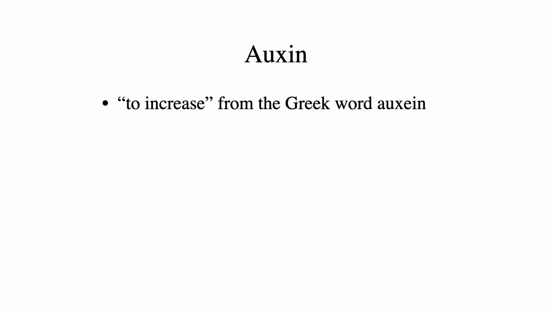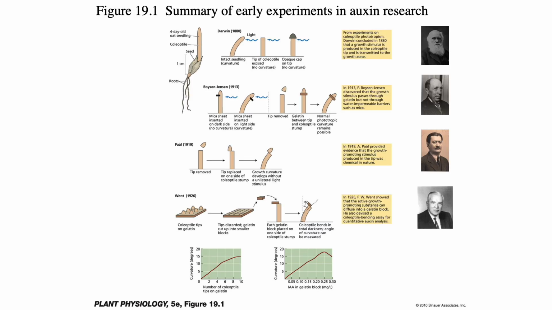Auxin means to increase or grow, from the Greek word auxein. Scientific discoveries do not come out of the blue. They are based on keen observations, in most cases by multiple individuals over time. The discovery of auxin is a good example of that. In 1880, Darwin and his son Francis published a book called The Power of Movements in Plants.